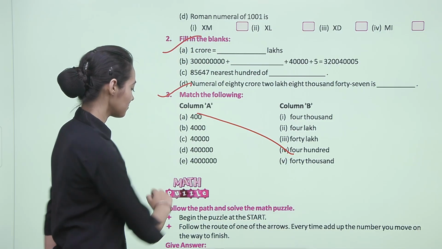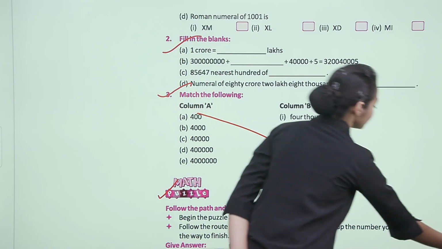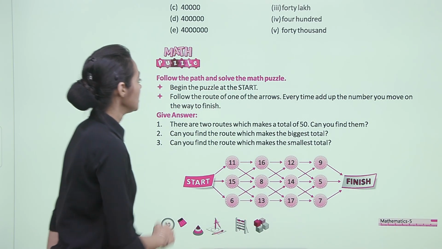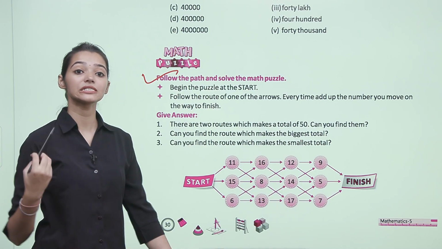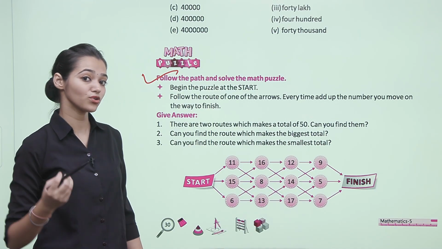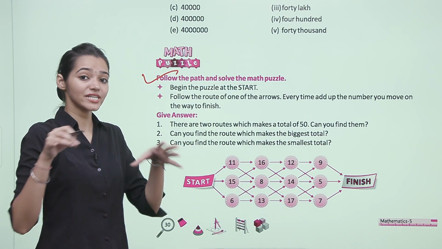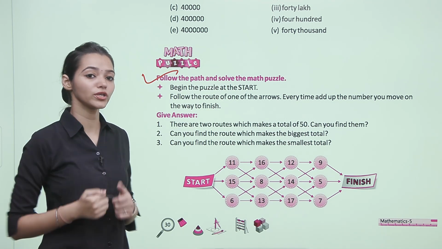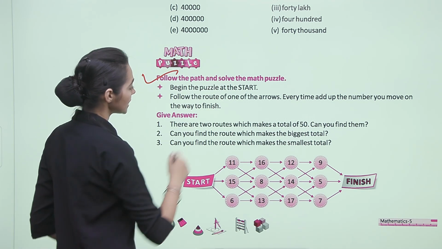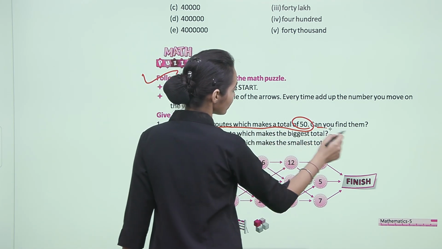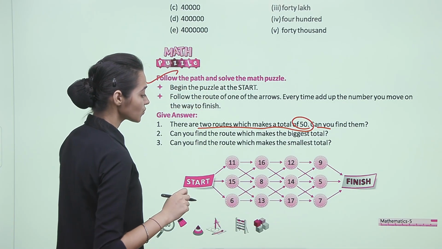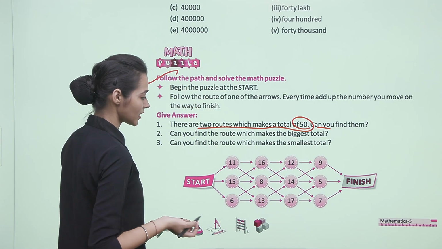Now next is our maths puzzle. Here you have to follow the path. Begin the puzzle at the start, follow the route of one of the arrows, every time add up the numbers and move on your way to the finish. Now you have to find the two routes which make a total of 50. Can you find them?